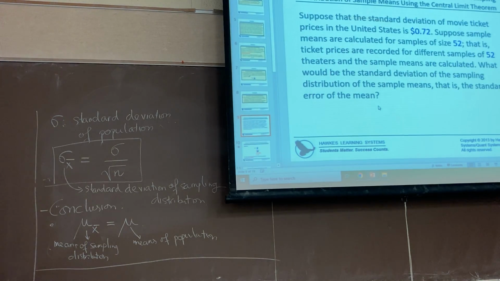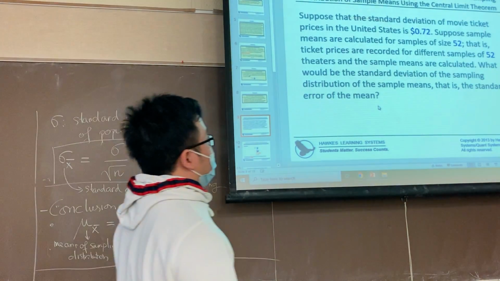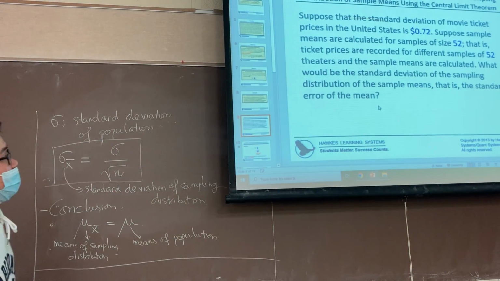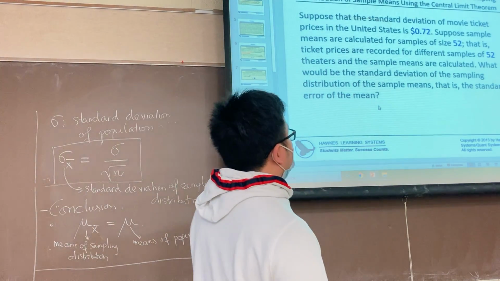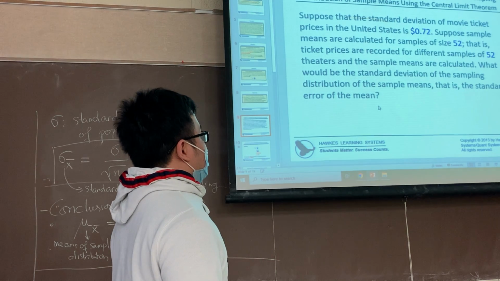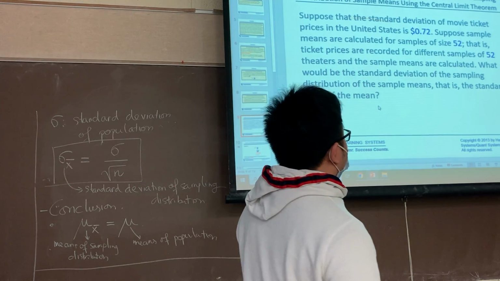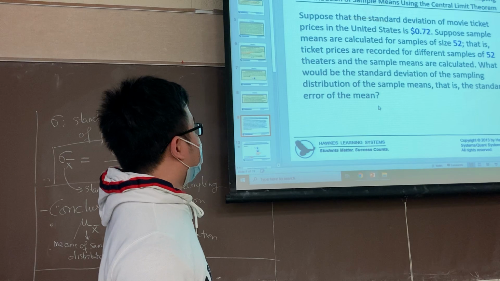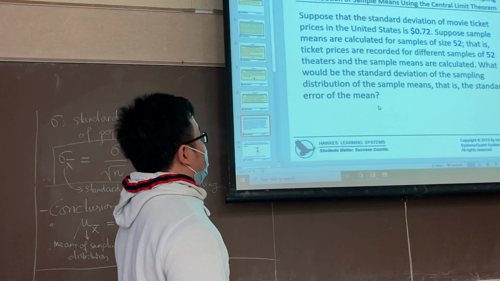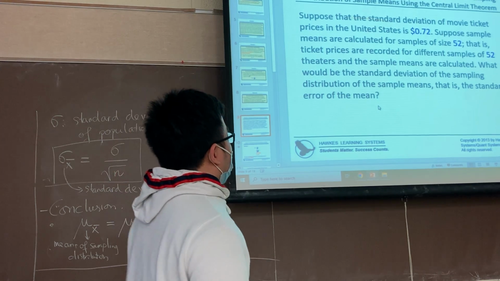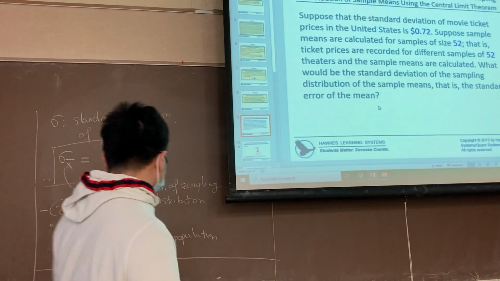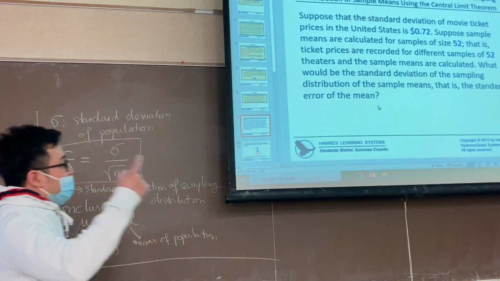So now I will give you an example to apply the central limit theorem. Okay? Look at the screen. Suppose that the standard deviation of movie ticket prices in the United States is 0.72. Suppose sample means are calculated for samples of size 52. So the question here is, what would be the standard deviation of the sampling distribution?